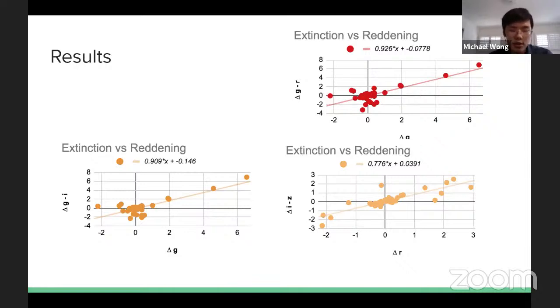So as you can see, the slopes, or the increases, of all of the graphs are positive, which indicates a positive correlation between extinction and reddening.